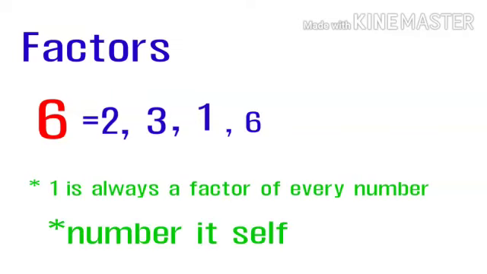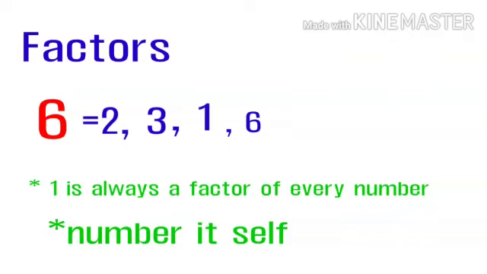Next important thing we also have, the number itself is also a factor of itself. Like we have 6 here. So 6 ones are 6, that means in the 6 table also we have 6. That means 6 is also a factor of 6 as well. So we can say that 1 is always a factor of every number, and the number itself is also a factor of itself.